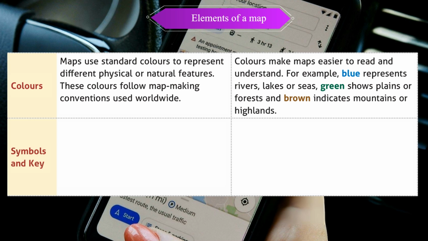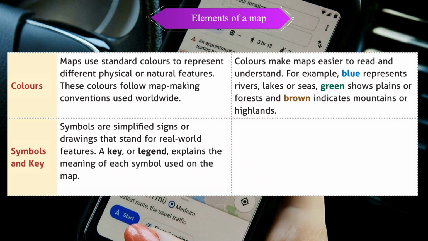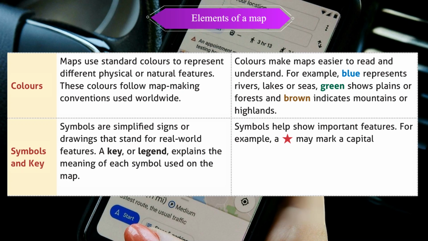Symbols and key. Symbols are simplified signs or drawings that stand for real-world features. A key, or legend, explains the meaning of each symbol used on the map. Symbols help show important features. For example, a star may mark a capital city.